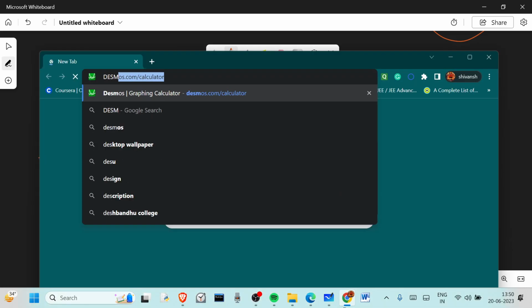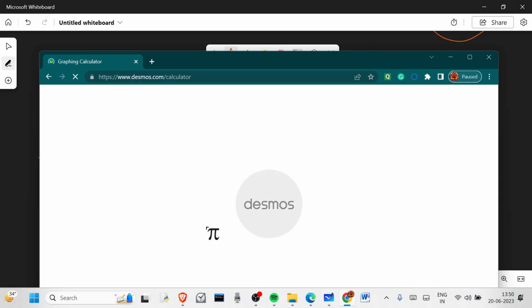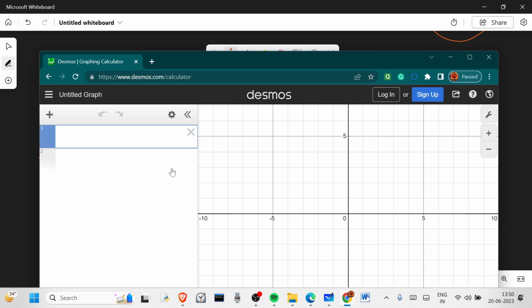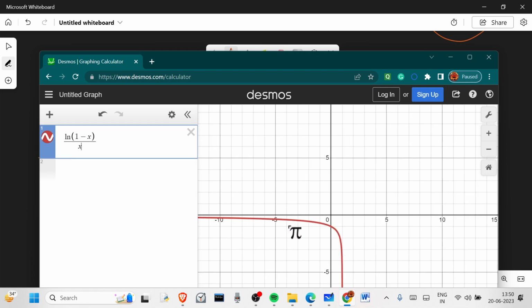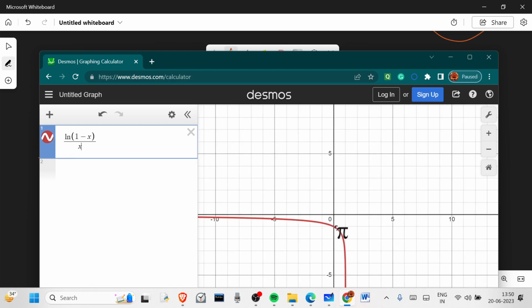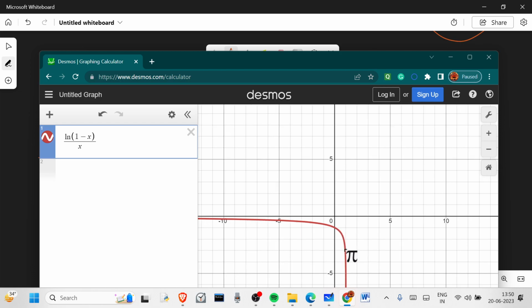I could have sketched it myself, but I would like to just see it on Desmos because it seems to be something good. Oh, ln of 1 minus x by x. Wow, it's a nice curve, and we are finding it from 0 to 1. So okay, it's a good answer.